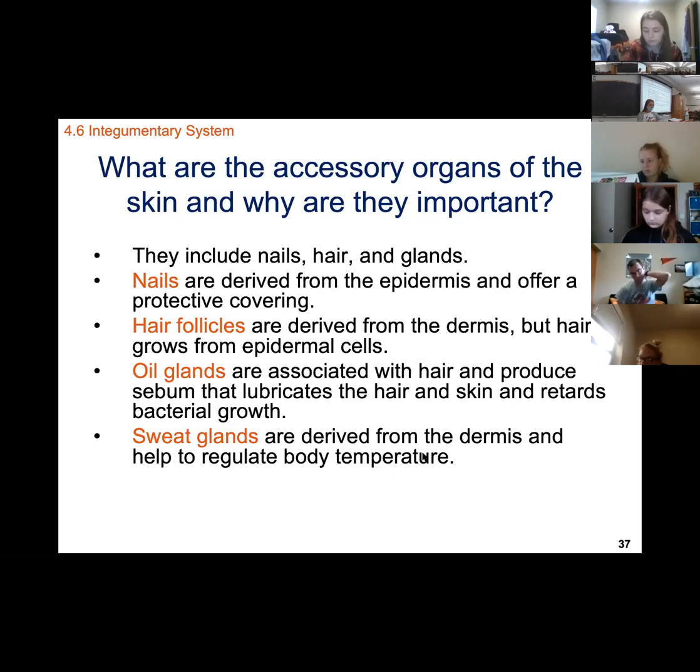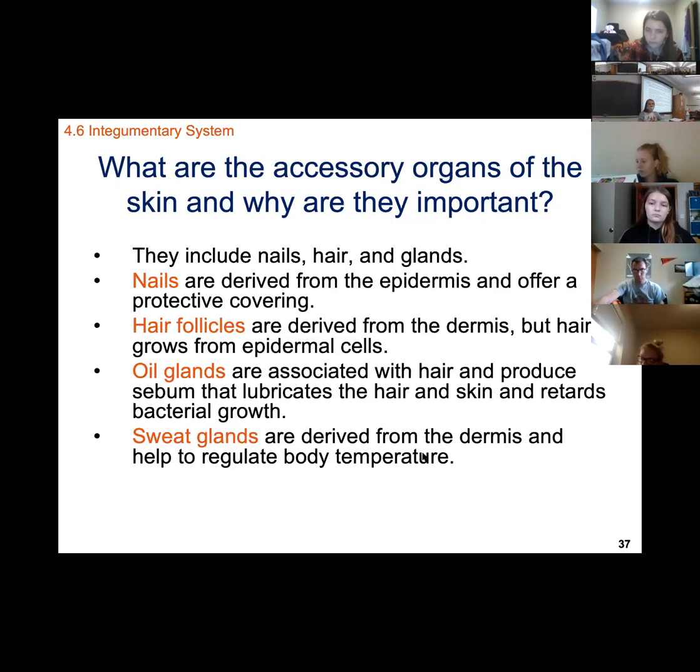You probably maybe have some hair on your arms or your head. Hair follicles are important for also regulating body temperature. Oil glands are associated with hair and produce sebum that lubricates the hair and skin. And I don't like that word, and it gets rid of bacterial growth, okay?